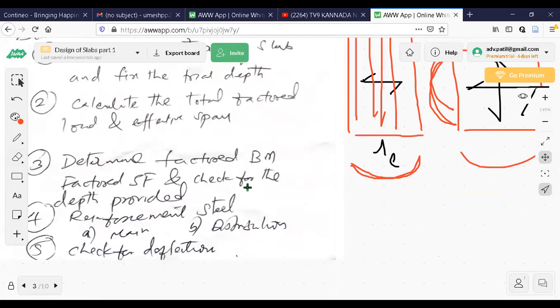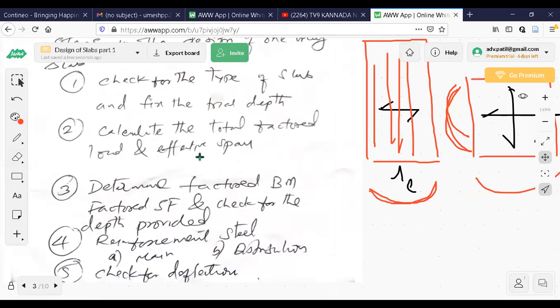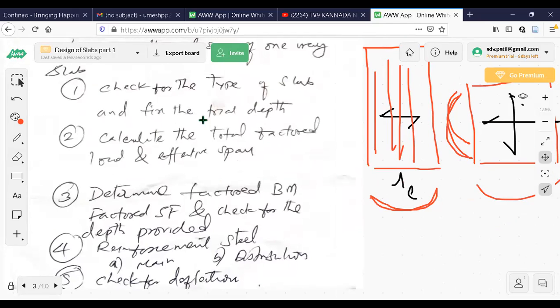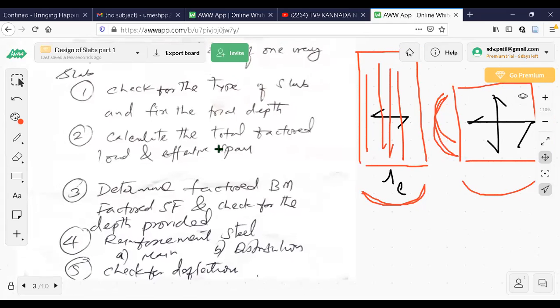Now observe, calculate the total factored load. Check for the type of the slab and fix the trial depth. Maybe span by 20, something like that. One empirical formula will be there. Use that span by depth ratio, whatever that is. Based on that, you arrive at the depth of the slab. Depth, as I told you, can be 100 to 150 mm. In this range only the slab thickness will be there.